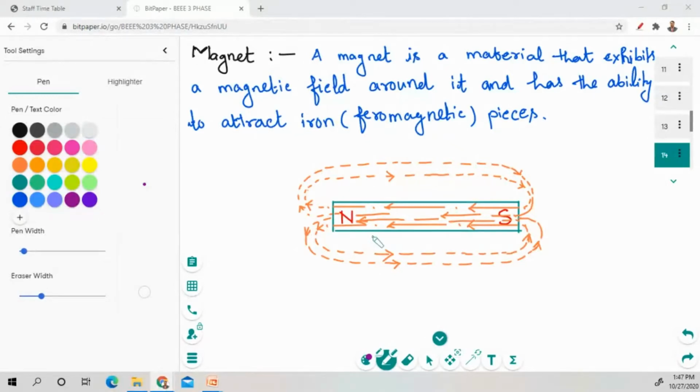So as you can see in the figure, a magnet has two poles, north pole and south pole. In between the magnet, the magnetic lines move from south to north, whereas outside the magnet, the magnetic fields are produced from north to south pole. Okay, so this is called a magnet.